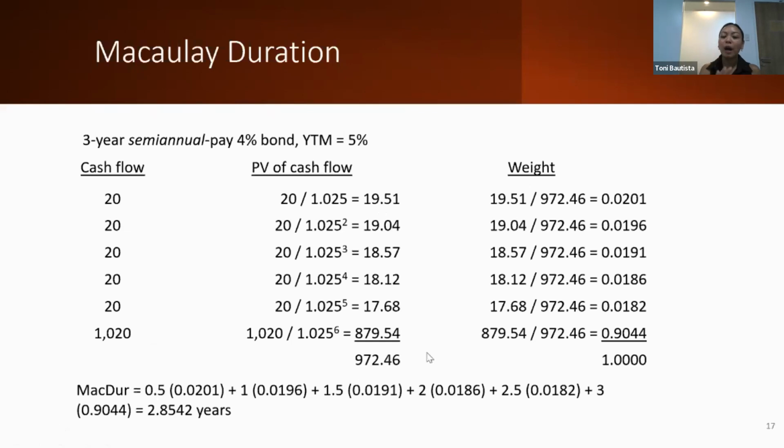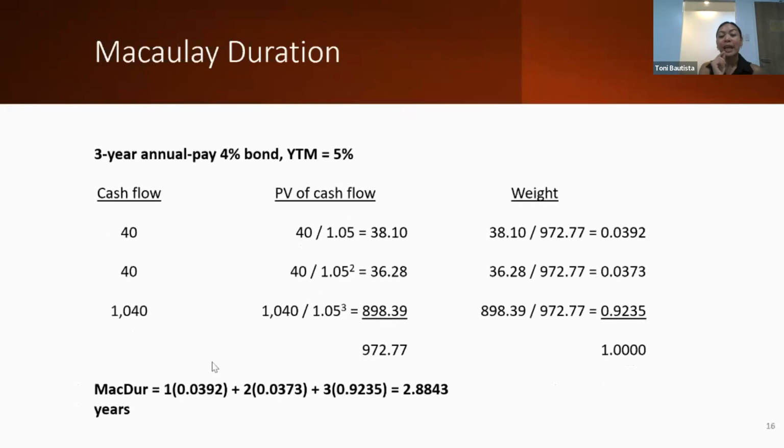Now, the final step here for us to compute for the Macaulay duration is to multiply each weight by the tenor. So the tenor here would be 0.5 years, 1 year, 1.5 years, 2 years, 2.5 years, and then finally 3 years. So this means that my Macaulay duration in a semi-annual pay bond is only at 2.85 years, which is less than my Macaulay duration if I am looking at an annual pay bond.